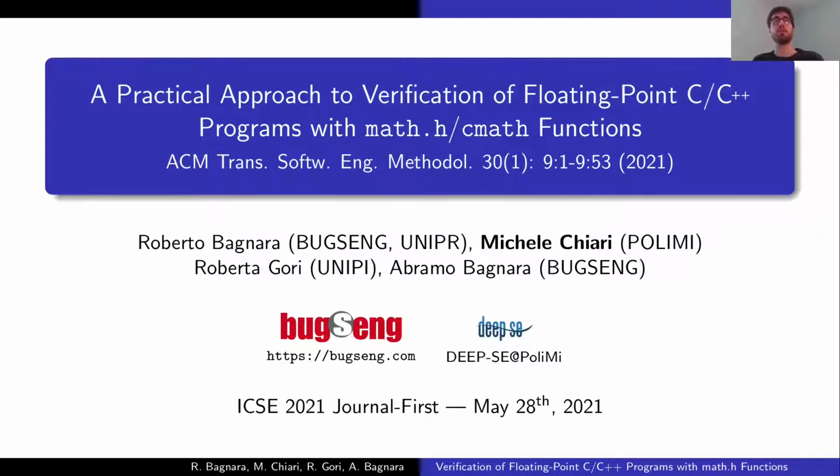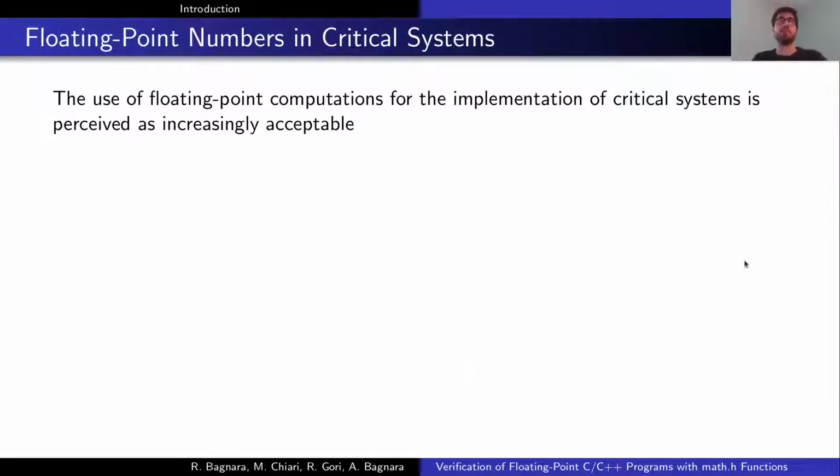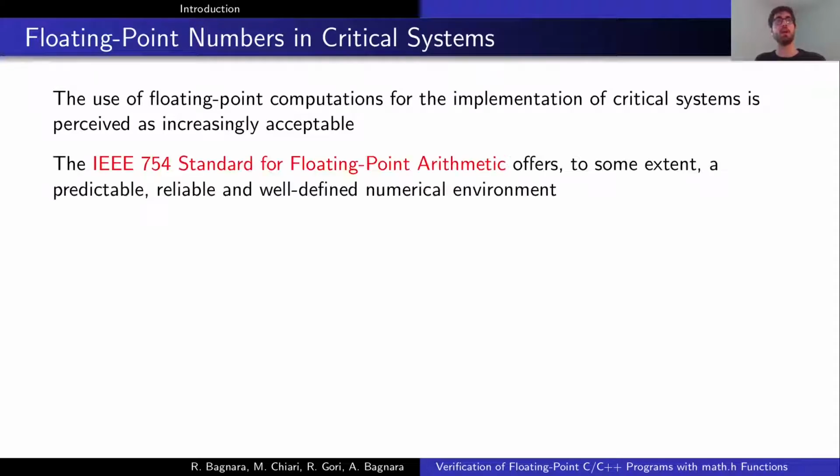This talk is about our work on the verification of floating point C and C++ programs which contain calls to mathematical library functions. So why should we bother verifying this kind of programs? Well, because they are increasingly used in critical systems. And why is that? It's because of the wide adoption of the IEEE 754 standard, which provides a reliable environment, which is okay also for safety critical systems.